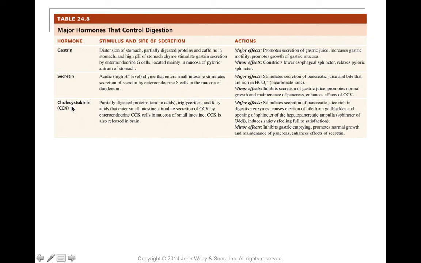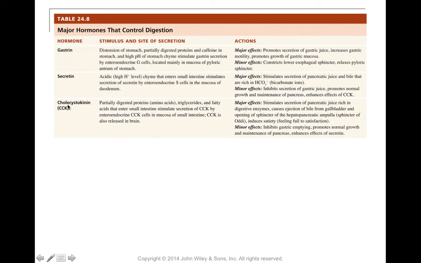CCK is cholecystokinin. And that's actually going to be stimulated by digested proteins, partially digested proteins, and amino acids and fatty acids that come into the small intestines. And that's going to be released by these enteroendocrine cells that are going to come from the mucosa, in this case of the small intestines. It's also released in the brain. So this is something that can have some salivary effect, kind of like a Pavlov dog kind of effect.